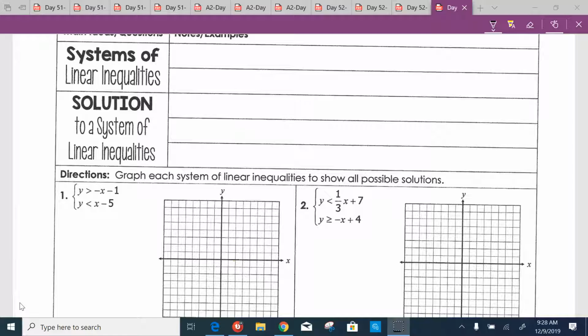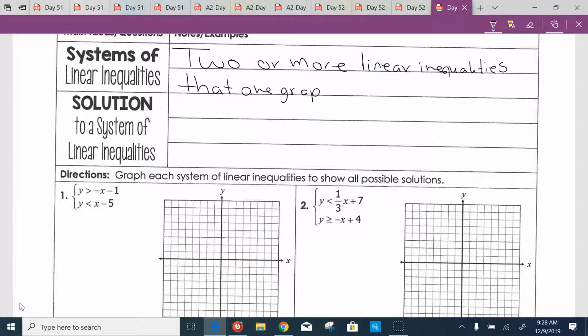A system of linear inequalities is defined as two or more linear inequalities, linear meaning straight lines, I apologize for my handwriting, that are graphed together. So we're going to be graphing more than one line on the same grid.